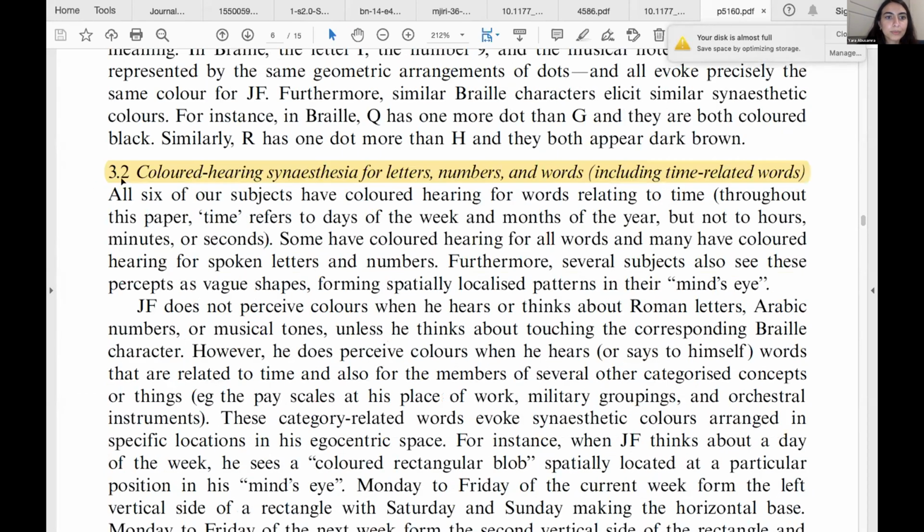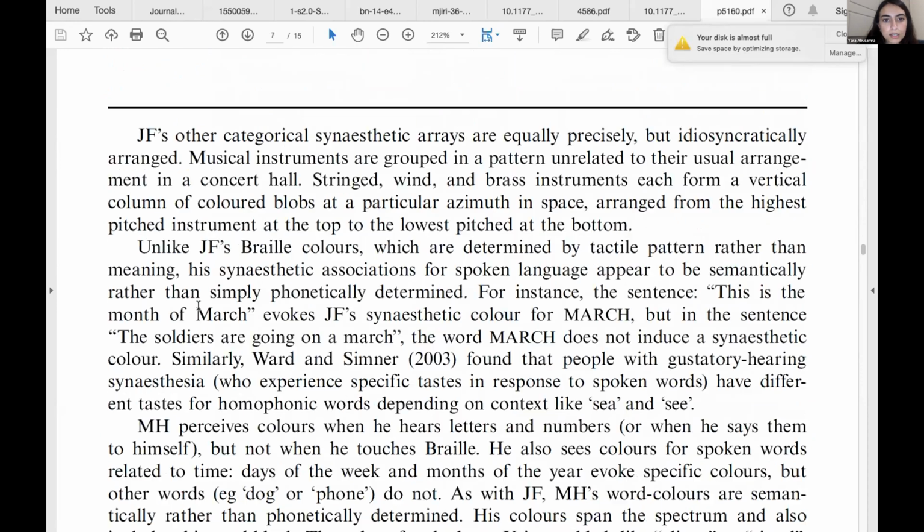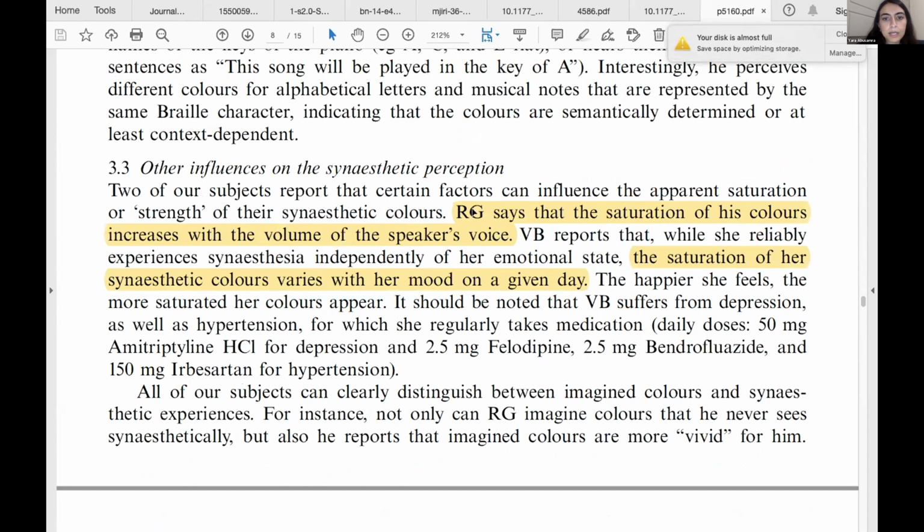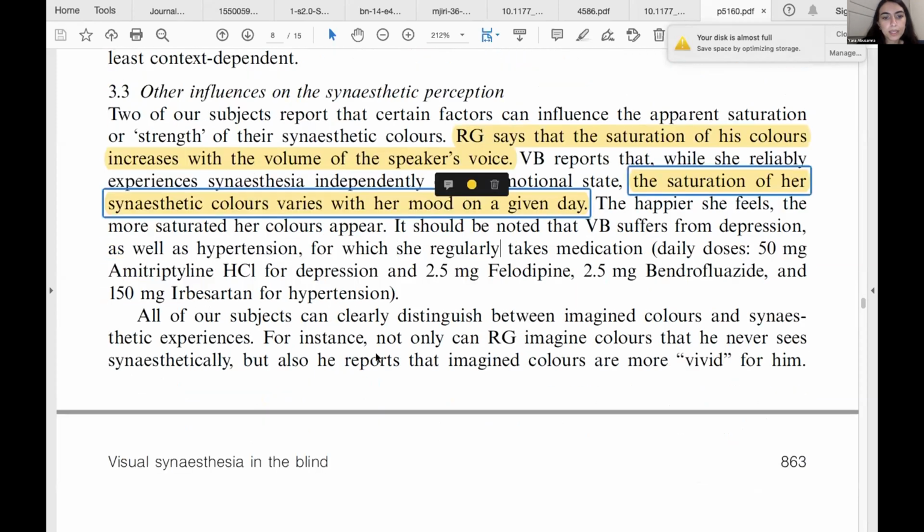The second form was colored hearing synesthesia for letters, numbers, and words, including time-related words. In this form, just hearing or saying a specific day, letter, or month evoked a certain color sensation. Some other influences on that perception include the volume of the voice used to say those words, either to yourself or to the subject, as well as mood, which surprisingly had an effect. Based on mood, the saturation of the color would fluctuate.